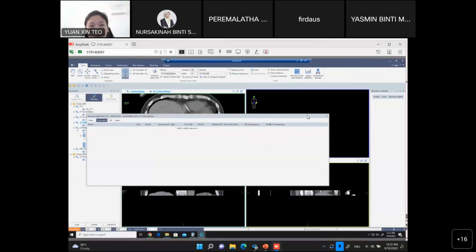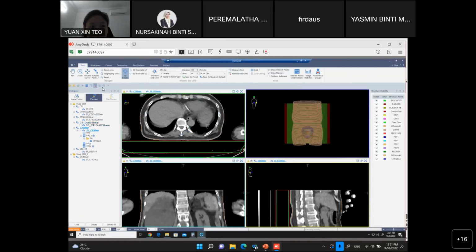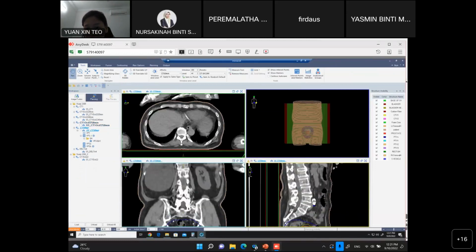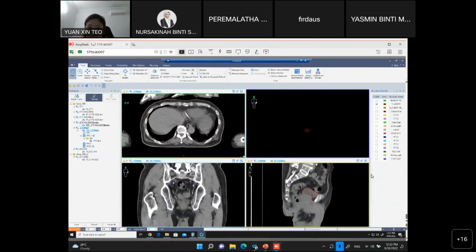Because I'm remoting, the internet line will be a bit late. So for this patient, this is the one. This is the bladder volume after 50 minutes. Compare with the patient just now. For this plan we can't achieve everything after we plan.